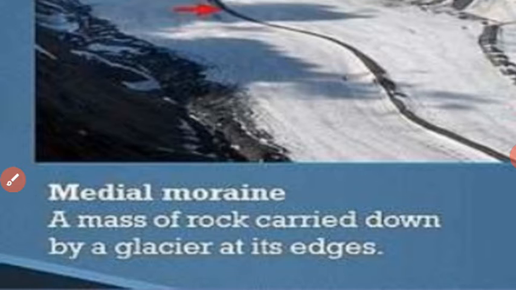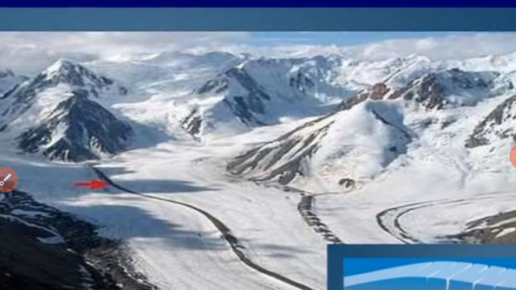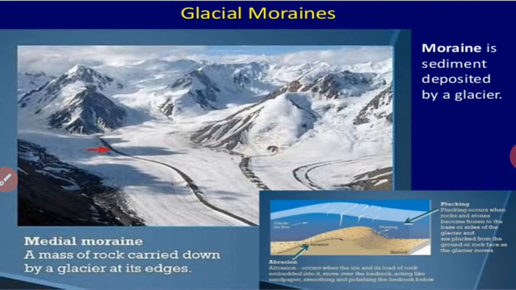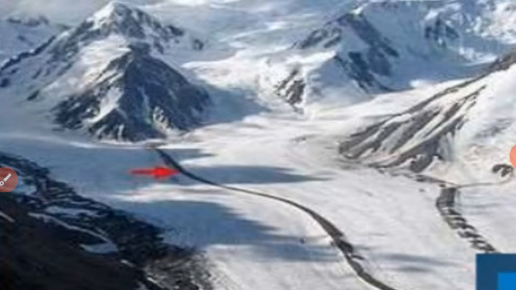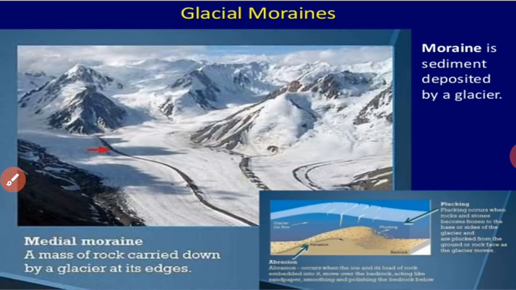Next you can find medial moraine, that is a mass of rock carried down by a glacier at its edges. The same picture you can also find in your textbook. So that is medial moraine, a mass of rock carried down by a glacier at its edges. You can also find the arrow to denote what the medial moraines are. So this is about the work of ice.